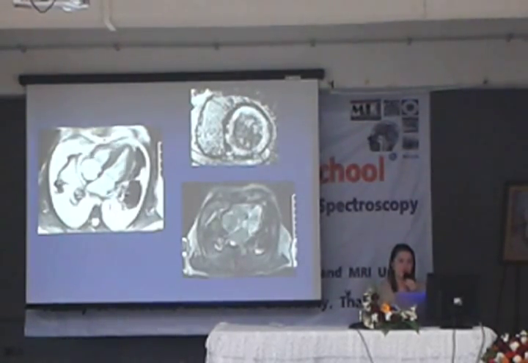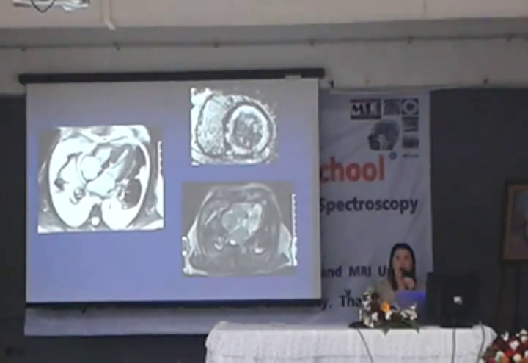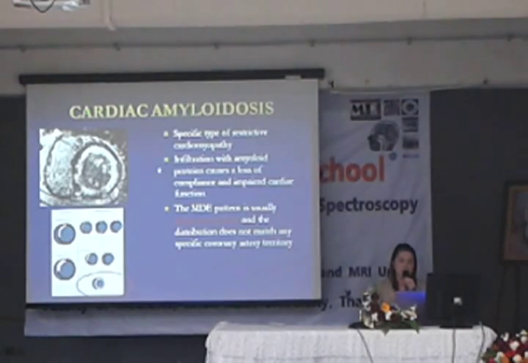In this example case, the white blood image, 4-chamber view, shows abnormal thickening of the left ventricle and also the right ventricle. This patient also has bilateral pleural effusion and pericardial effusion. The myocardial delayed enhancement of this patient shows global and diffuse subendocardial enhancement, which is typical for cardiac amyloidosis, which is a specific type of restrictive cardiomyopathy.